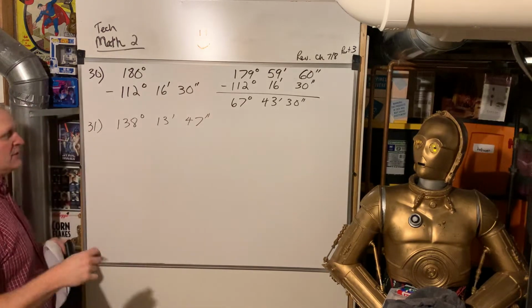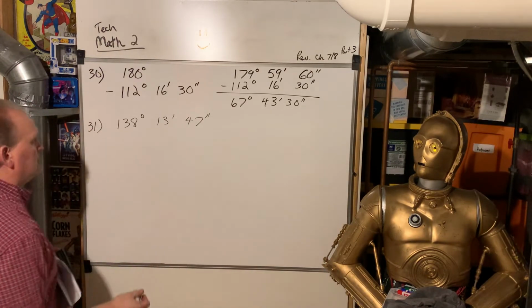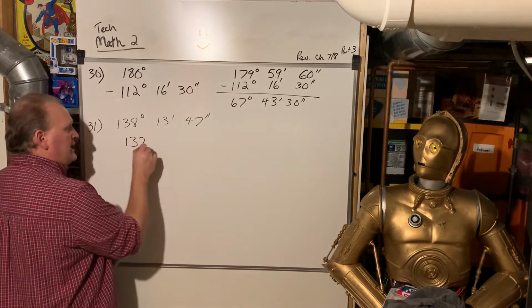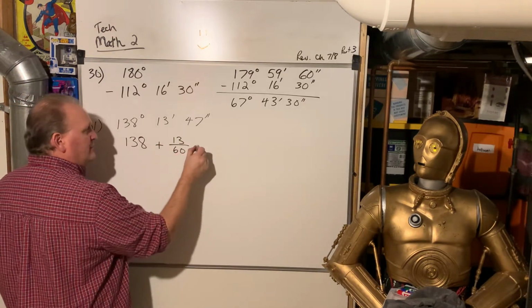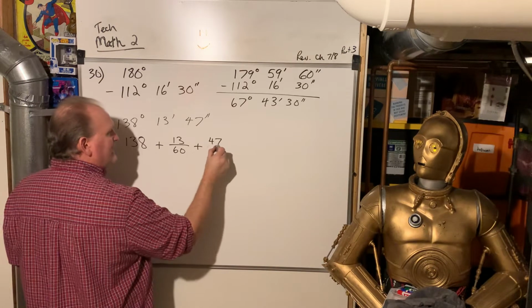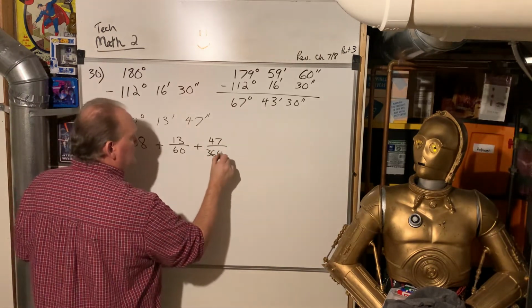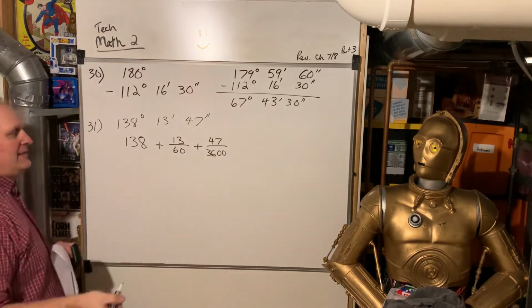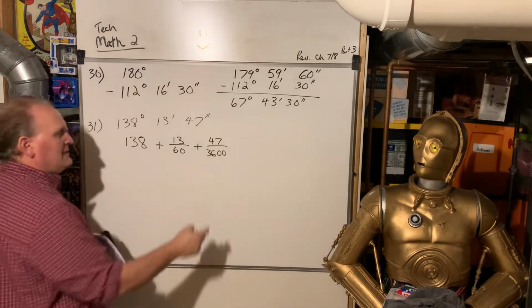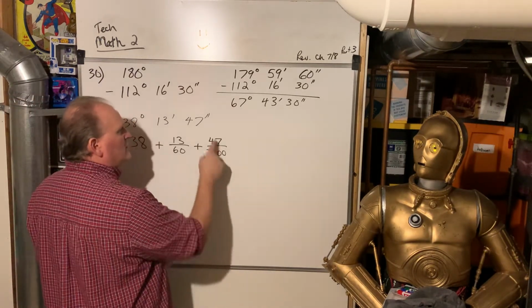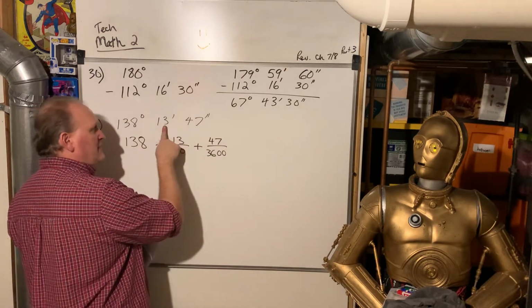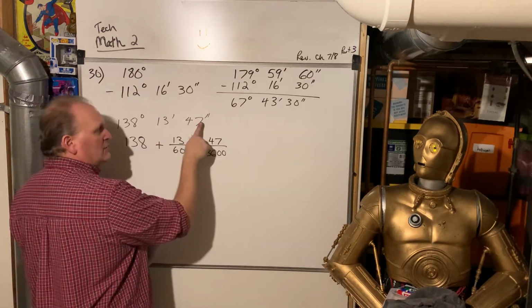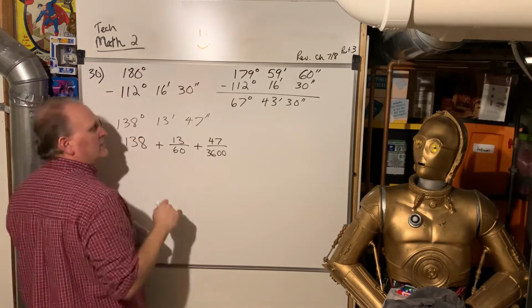They want me to convert this to just degrees, so decimals. So you go 138 plus 13/60ths plus 47/3600ths. Now, you might ask, well, wait, why isn't that just 60? Well, because we are going from seconds all the way to degrees. We're not going from seconds to minutes and then minutes to degrees. We're going from seconds right into degrees.